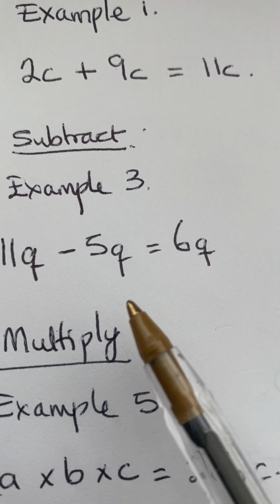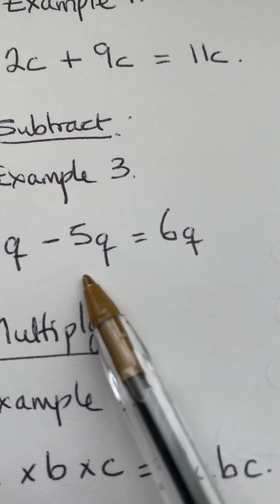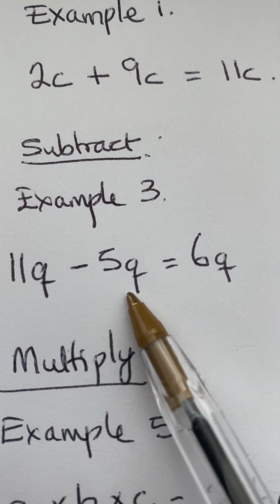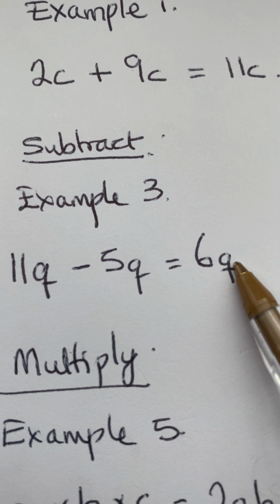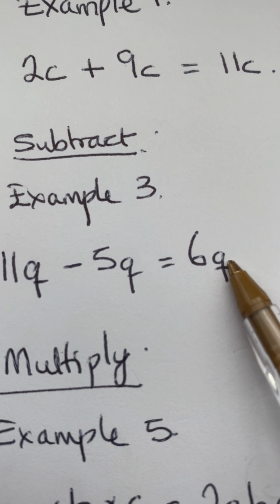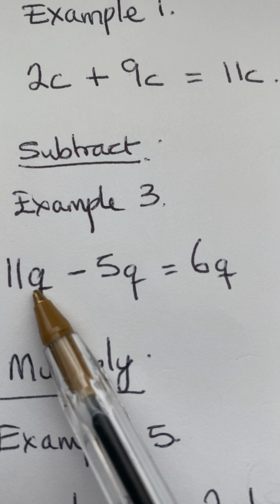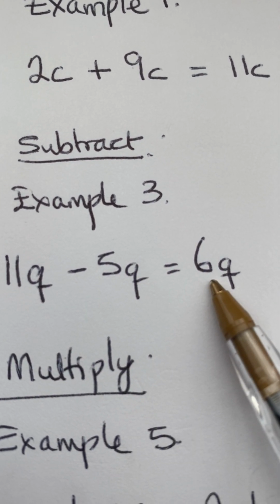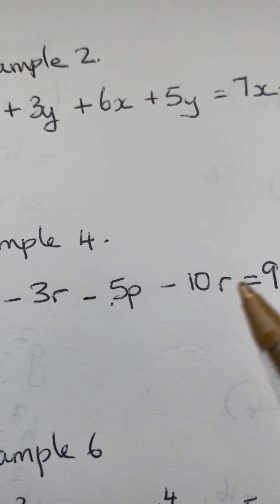Now example 3 has to do with subtract. So 11q minus 5q is 6q. So it's like 11 pounds minus 5 pounds is 6 pounds. This is straightforward.